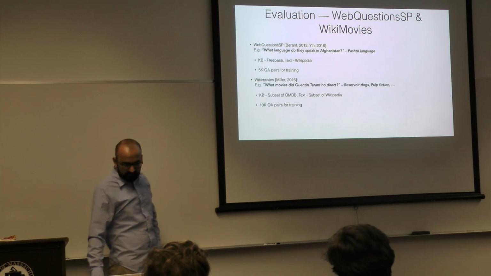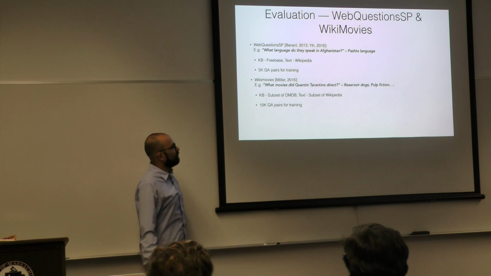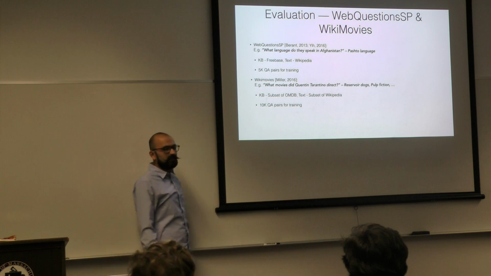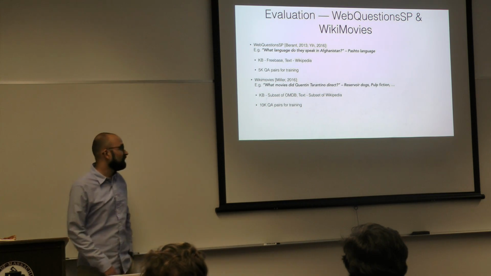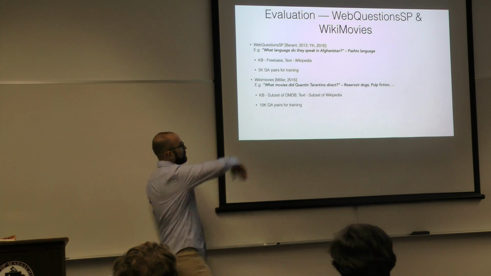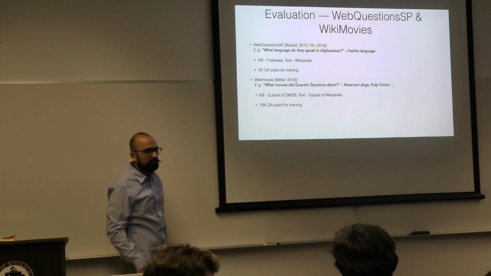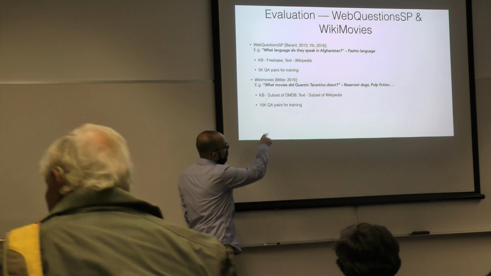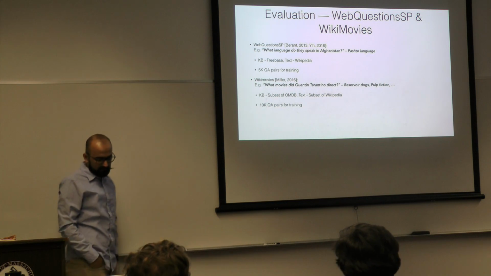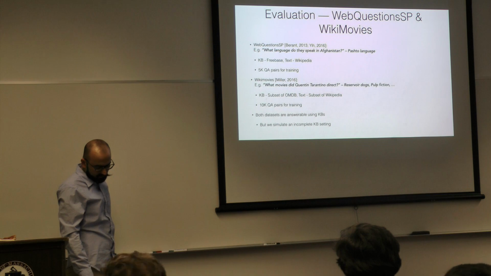The other data set we looked at was Wiki Movies, which are questions about movies, like which movies did Quentin Tarantino direct. And here we had smaller KB, which is a subset of the Open Movies database. It had only about 8 relations, whereas the web questions setting had, Freebase has some, I think, order of 1,000 relations. And the text also here is some 17,000 introductory paragraphs from Wikipedia. And here we had about 10,000 question answer pairs for training.